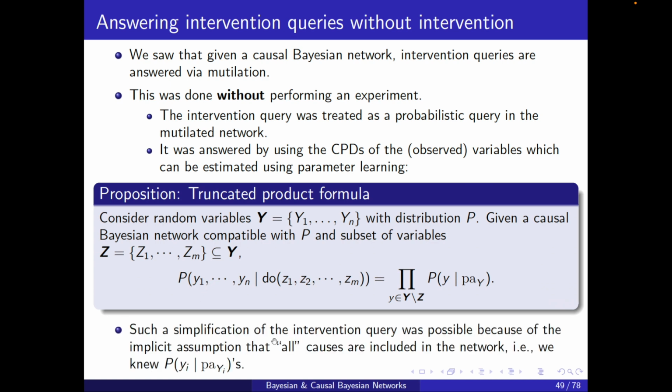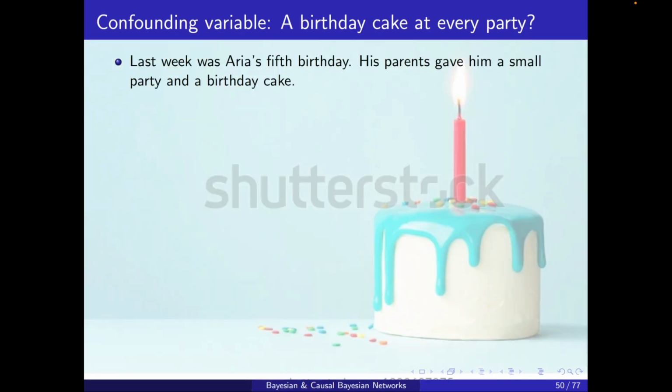Such a simplification of the intervention query was possible because of the implicit assumption that all causes are included in the network, meaning that we see all of these P of y conditioned on their parents. So I could just use this and the definitions of conditional probability, similar to chapter 1, to perform the rest of the calculation for the intervention. But we can have unobserved variables, perhaps the most important of which are confounding variables.